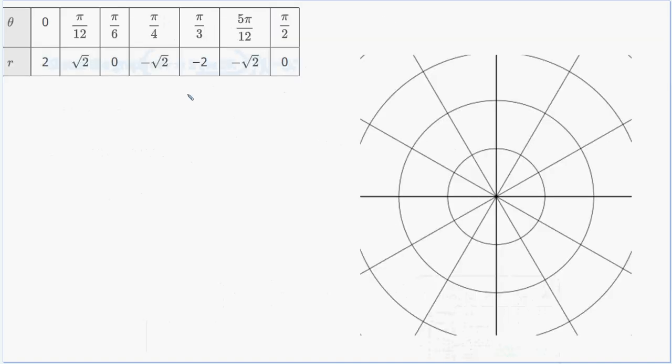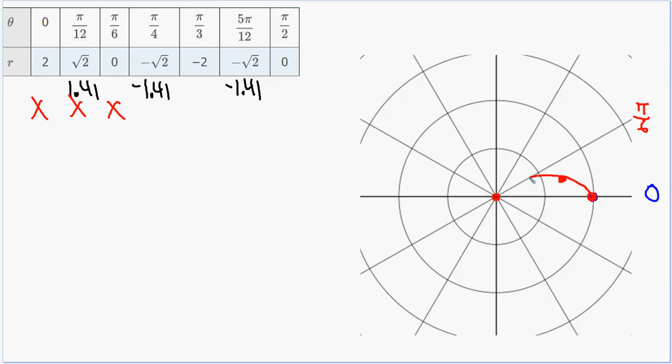Okay, let's plot some of these points. Let me get my decimals in here: 1.41, negative 1.41, negative 1.41. So 0, 2, we're on the 0 radian axis. We're going to go out 2 units. And then the next one is pi over 12, and that would be in between. If this is pi over 6, pi over 12 would be halfway down, and we're going to go out almost 1.5, 1.41. There we go. At pi over 6, we're at the origin. So this part we could sort of graph like this. There we go.